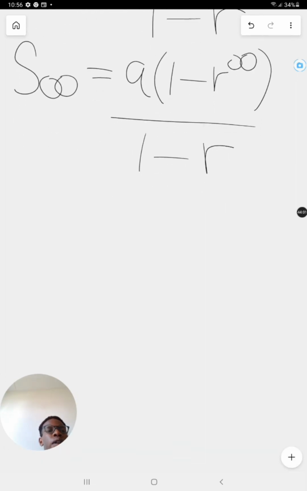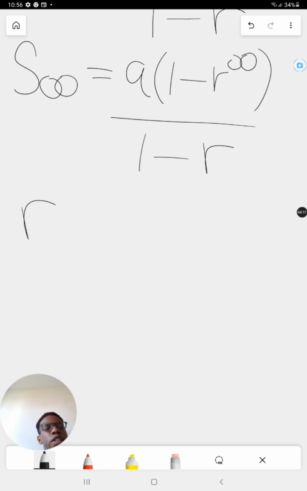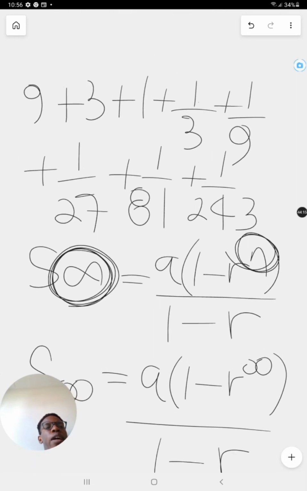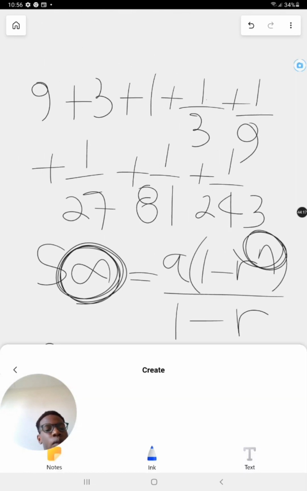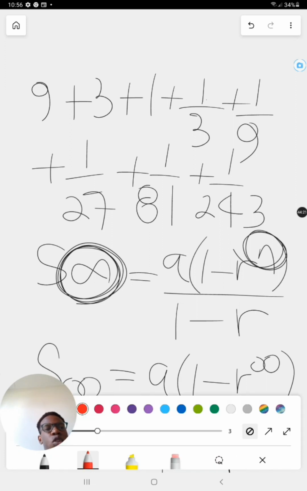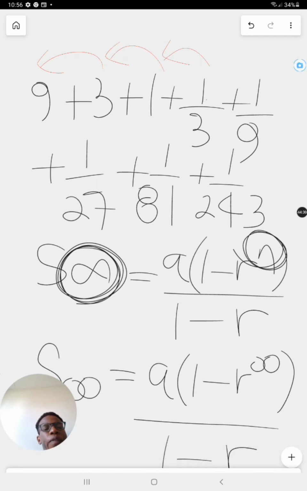Now, for this convergent series, let's find our common ratio r. This is a geometric series, remember. So if I scroll back up there, what is our value of r? Remember, r is t2 divided by t1, or the ratio between two successive terms. So this divided by that, or this divided by that. So that's going to be 1 over 3.